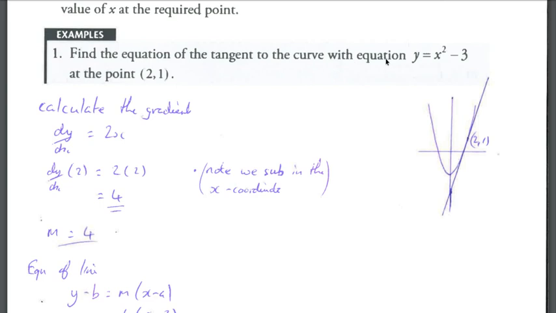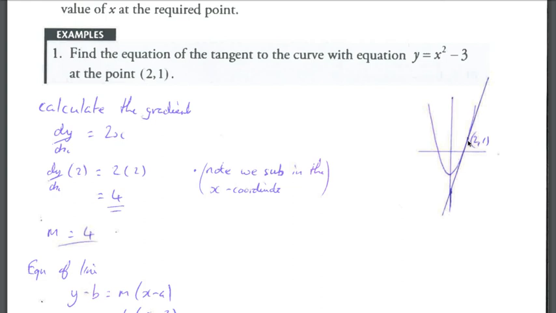So find the equation of the tangent to this curve y equals x squared minus 3 at the point 2, 1. So we know y equals x squared is a parabola that goes through 0, 0 and is concave up, or a smiley face parabola. So y equals x squared minus 3 will bring that parabola down and it will cross the y-axis at -3 rather than 0, 0. And we're finding the equation of the tangent to that curve at the point 2, 1. So here's 2, 1. I've drawn the tangent to the curve.